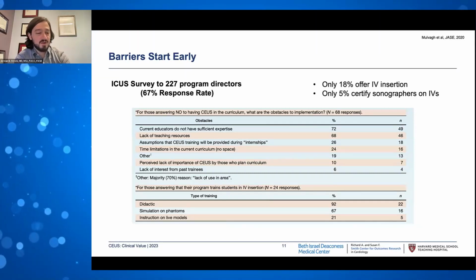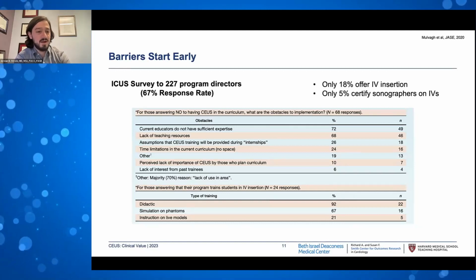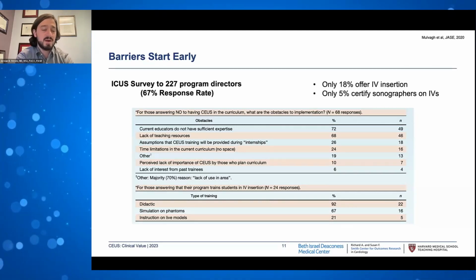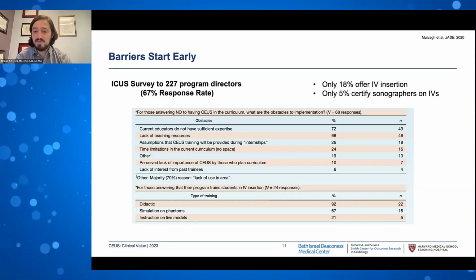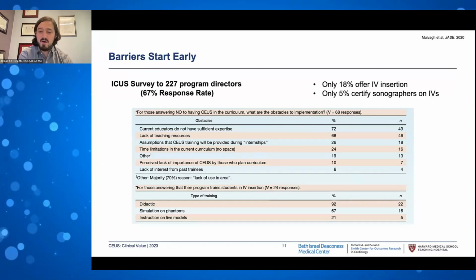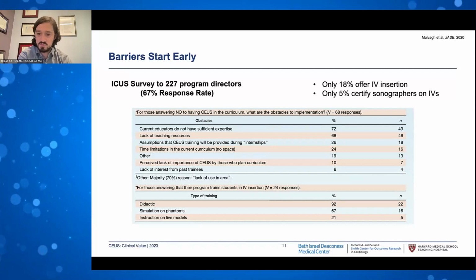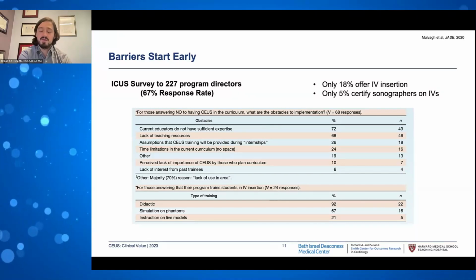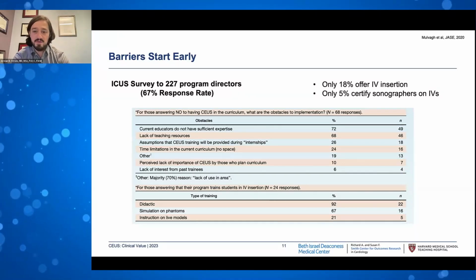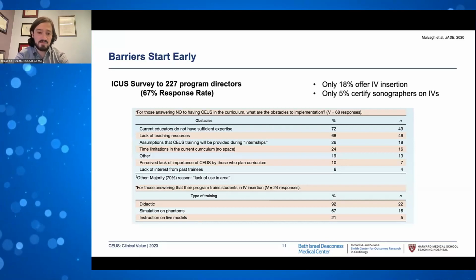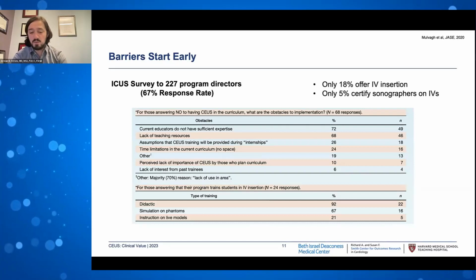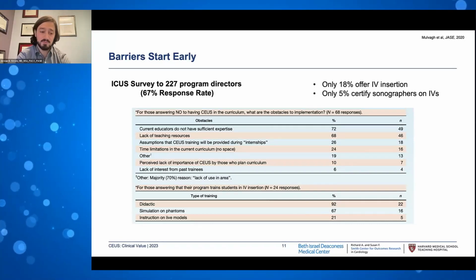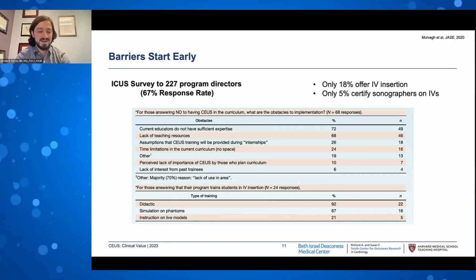It was published in JASE and was a survey conducted by ICUS to 227 program directors. They had a 67% response rate, so pretty good. They found that only 18% offer any kind of training on IV insertion, which is one barrier to use of contrast, particularly in the outpatient setting, and only 5% certify sonographers on placement of IVs. By contrast, technologists that work in MRI and CT are trained on IV placement. So there's a very big difference there.